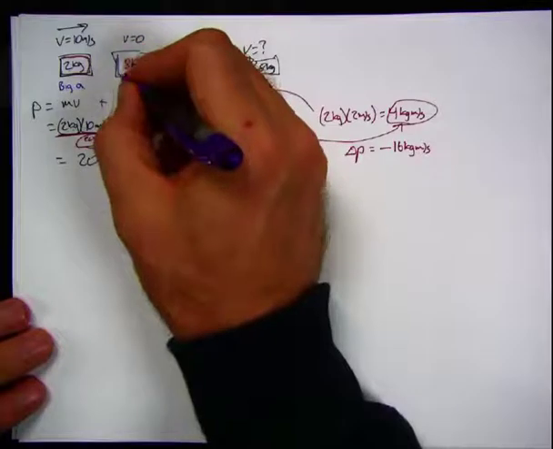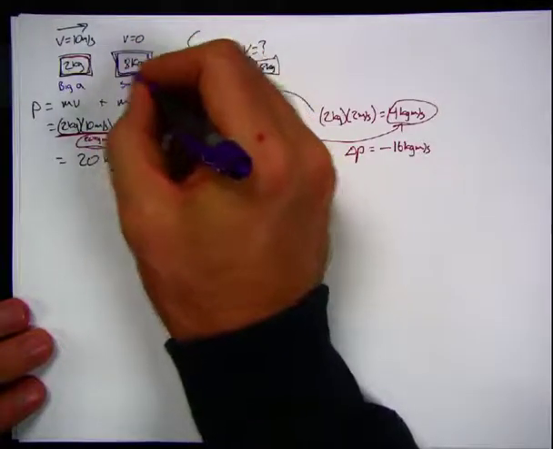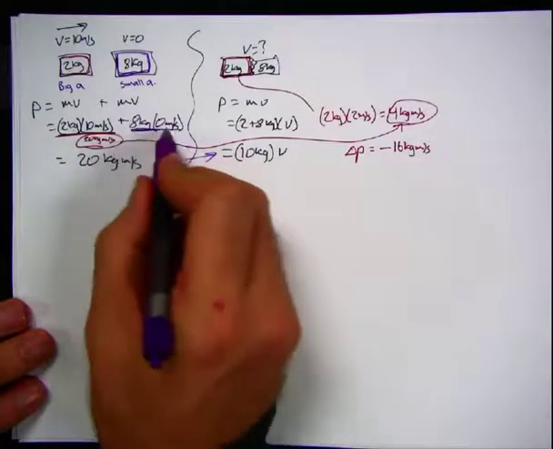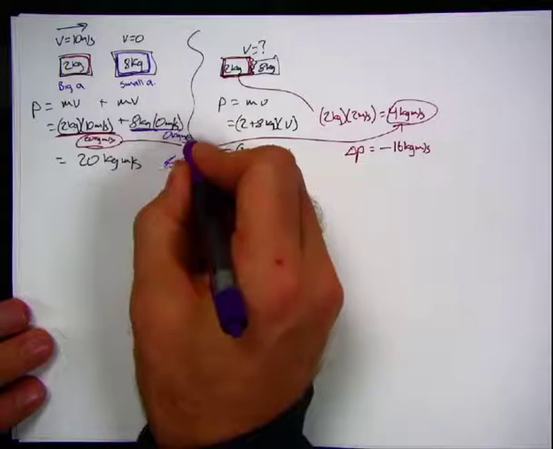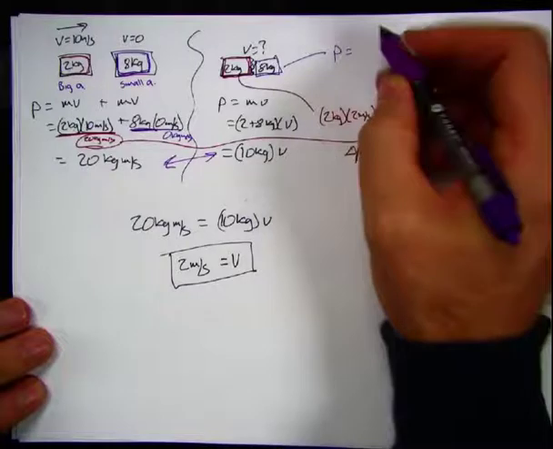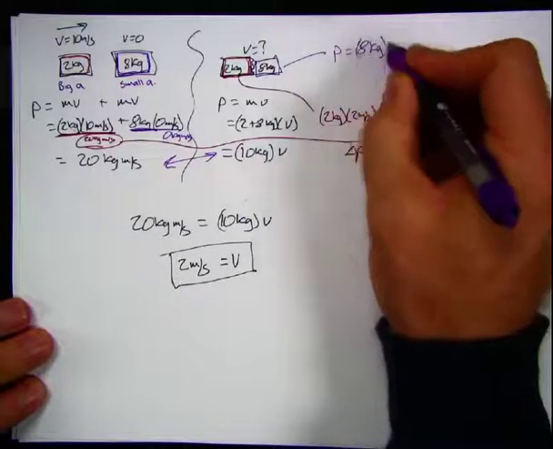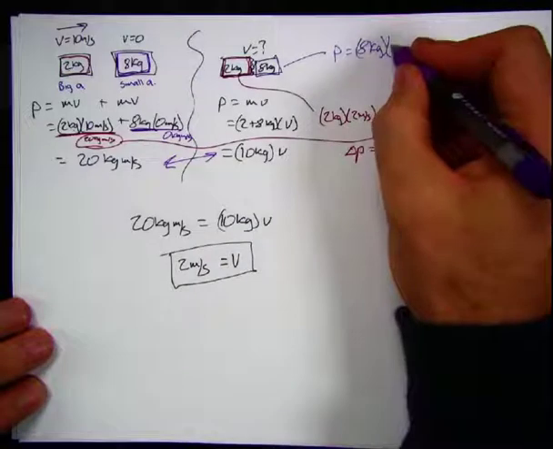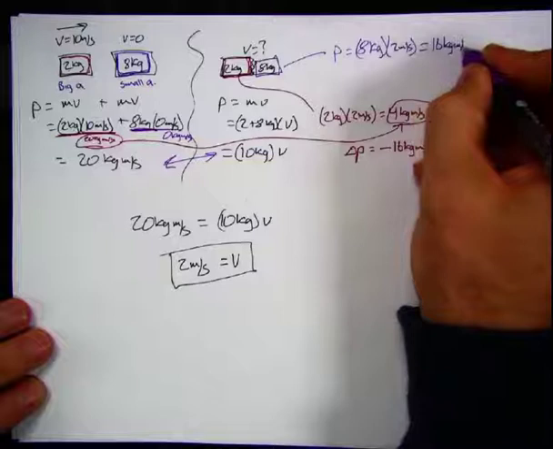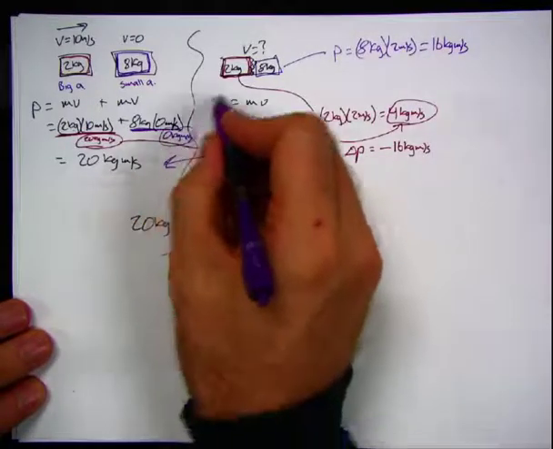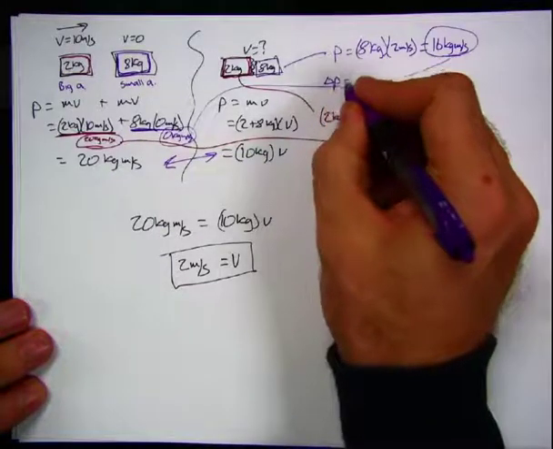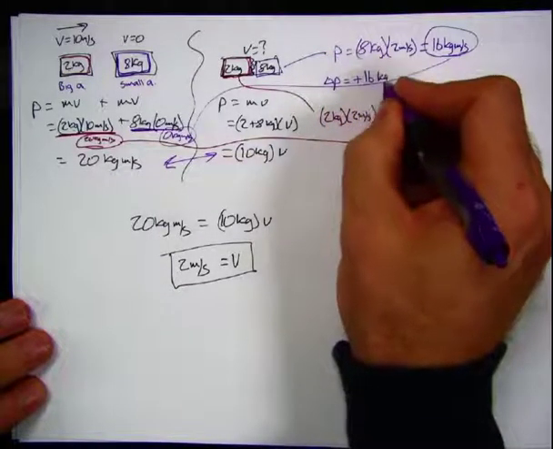So let's look just at this guy. How much momentum does the 8 kilogram box have all by itself? 8 kilograms times 0, it has 0 kilogram meters per second. But after the collision, the momentum is 8 kilograms times its new velocity, also 2 meters per second. It has 16 kilogram meters per second. So what happened? It went from 0 up to 16. Its change in momentum was plus 16 kilogram meters per second.